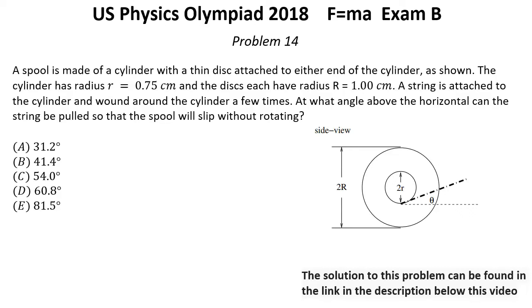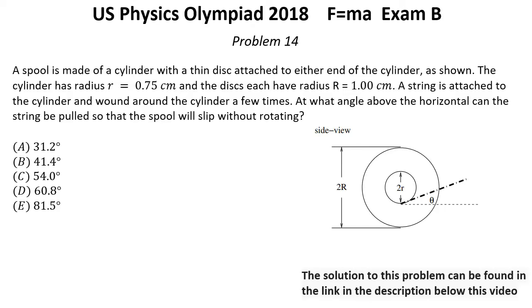Problem number 14. A spool is made of a cylinder with a thin disc attached to either end of the cylinder as shown. The cylinder has radius r equal 0.75 centimeters and the discs each have a radius big R equal 1 centimeter. The string is attached to the cylinder and wound around the cylinder a few times. At what angle above the horizontal can the string be pulled so that the spool will slip without rotating?